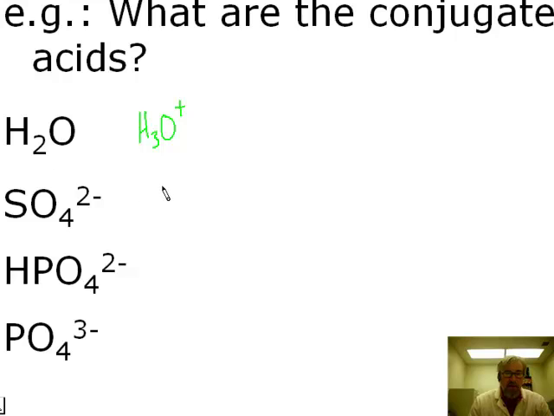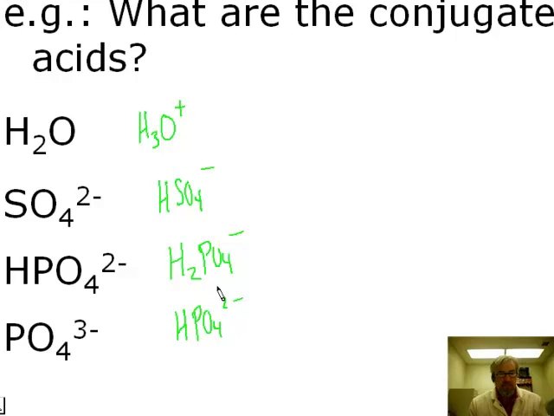SO4 2-, HSO4- is the conjugate acid. HPO4 2-, H2PO4- would be the conjugate acid. And PO4 3-, HPO4 2- would be the conjugate acid.